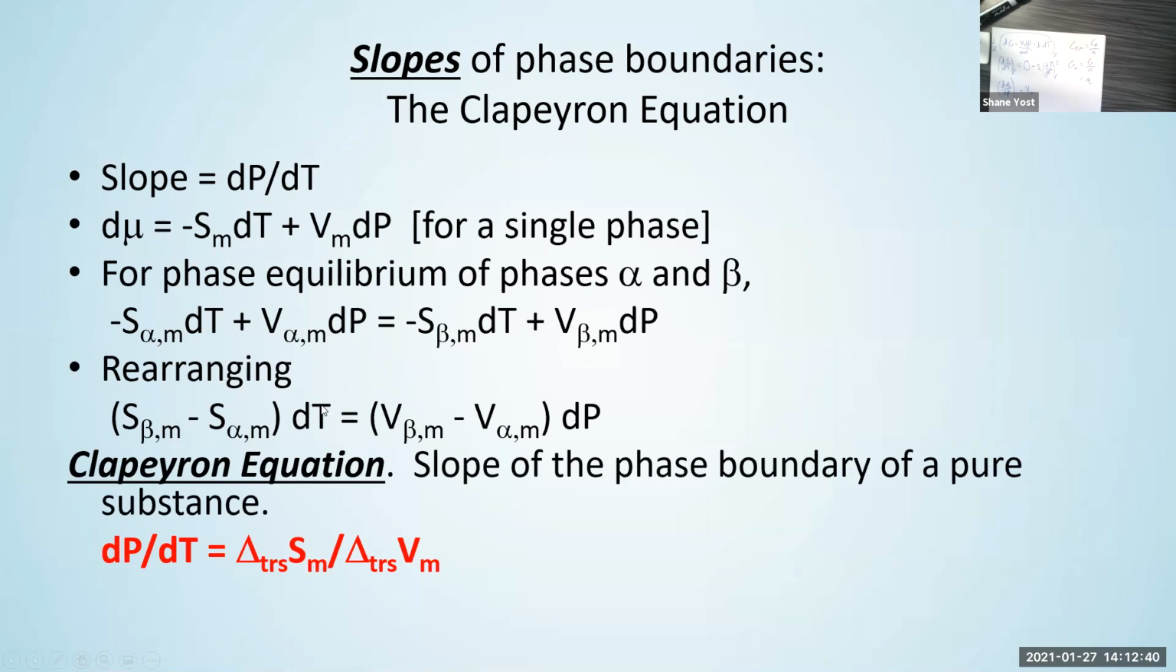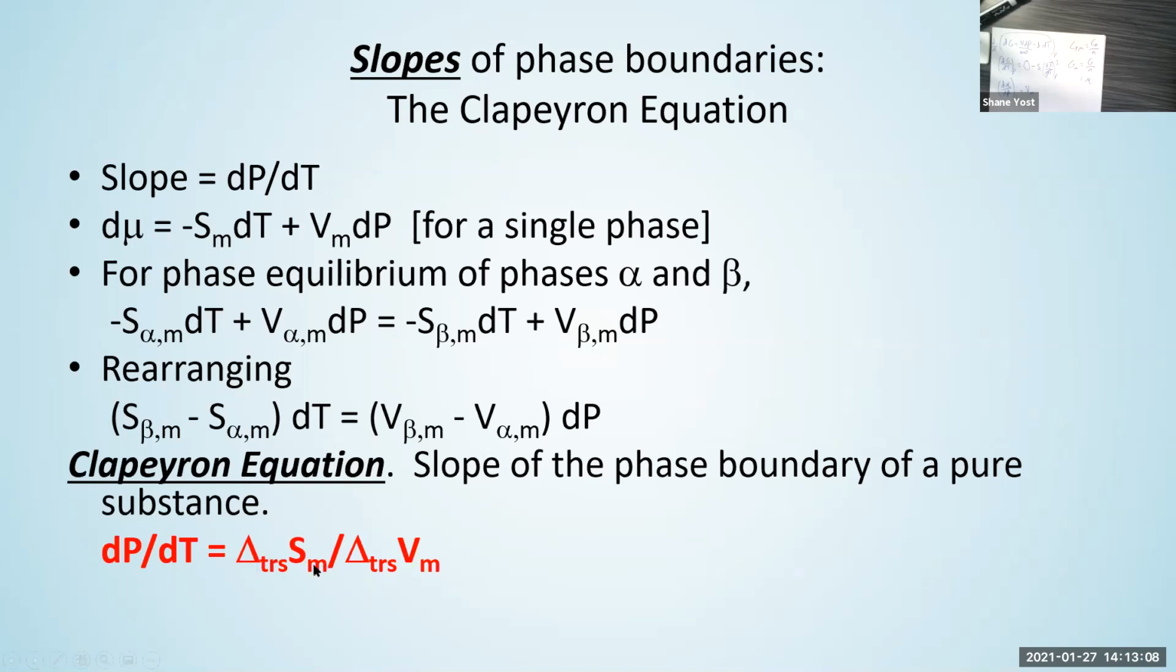And then when you divide the temperature dT over to the other side and the change in volume on the other side, you have this relationship here: the slope of these phase boundaries, dP/dT, is related to the change in molar entropy between the two phases over the change in molar volume between the two phases.